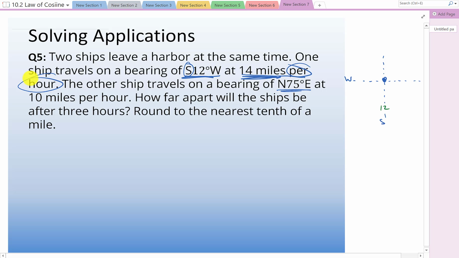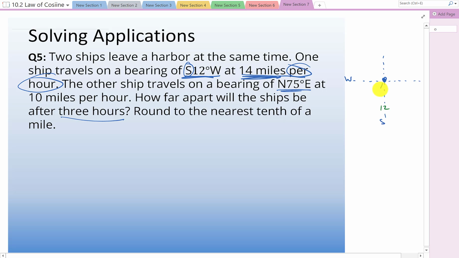Well, how far is it going to go? Well, it does say that it's traveling. If we read a little further, it says this is after 3 hours. So it's going 14 miles per hour for 3 hours. So we're going to have to multiply 14 times every hour. And that turns out to be a 42-mile journey.